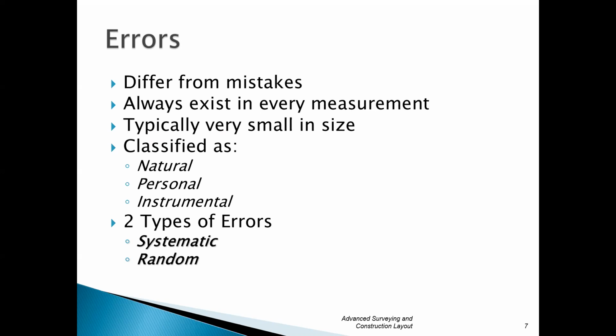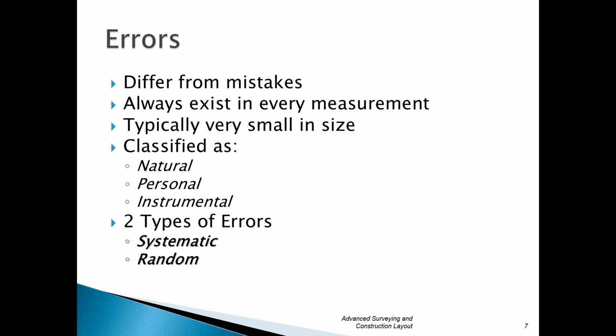Such as a tape. A tape is calibrated by somebody, but we don't always know that it's calibrated properly. So calibration can be an issue. Those would be examples of instrumental errors. There are two broad classifications of errors that occur: the systematic and the random.